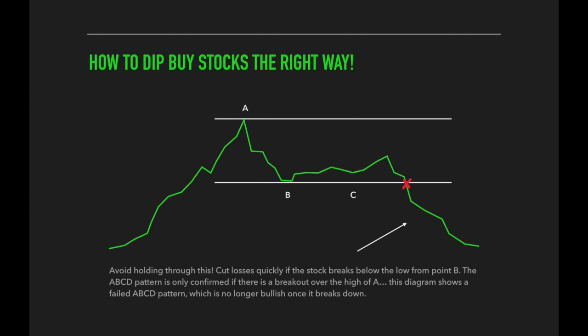You have to keep in mind that once the stock does break below that point B, it's no longer a bullish signal, and that could be the start of a downtrending stock. So if you are planning on rebuying later, it's important that you wait for a clear level of support to form, or for the stock to bounce back up and start breaking over some key levels of resistance.